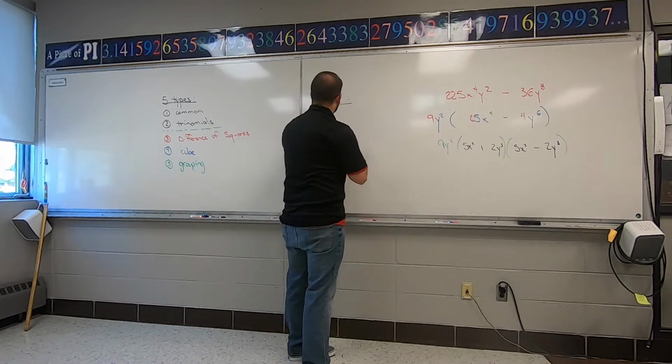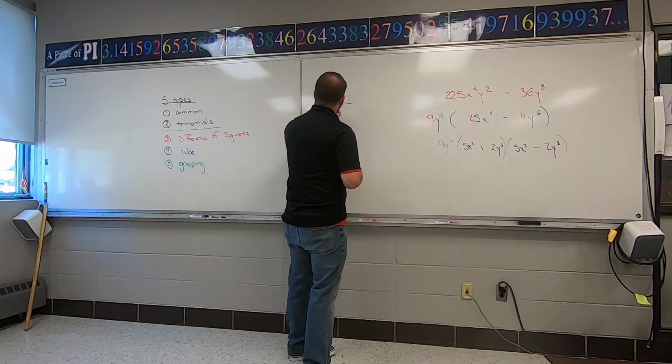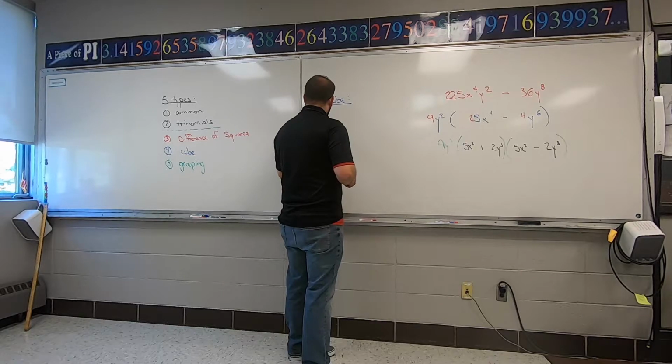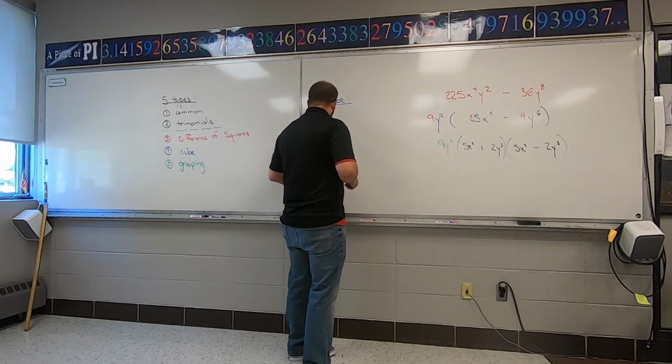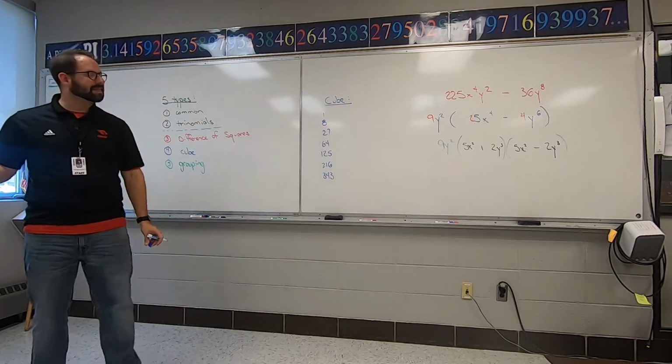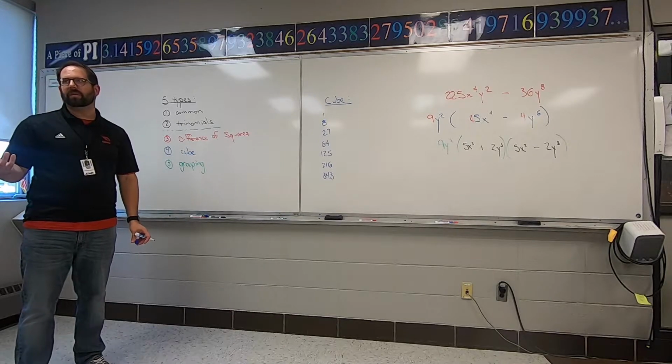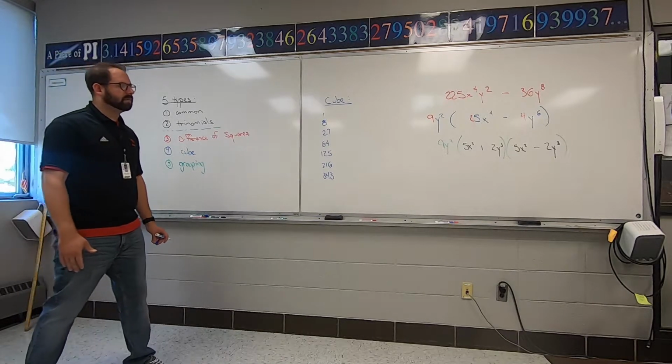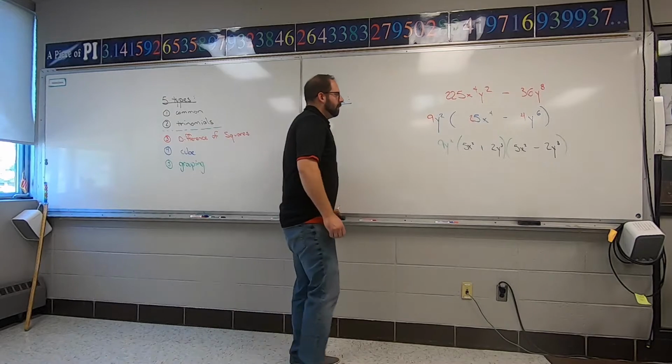Okay, so the cubic numbers: 1, 8, 27, let's see, 64, 125, 216, 343. 8 times 8 times 8, I think that's 512. Not sure, I'll have to multiply that in my head and figure that out here in a second.